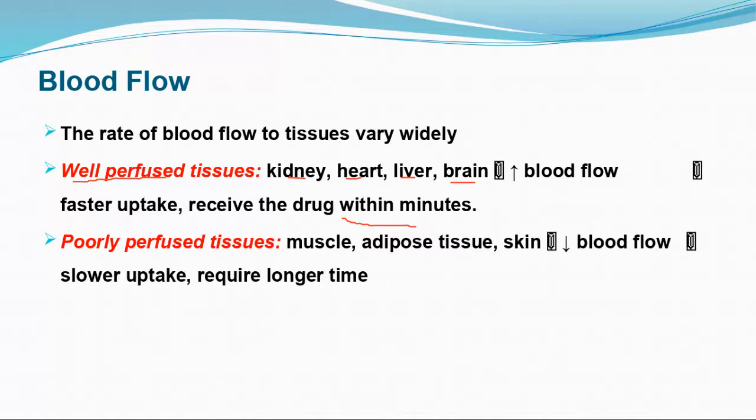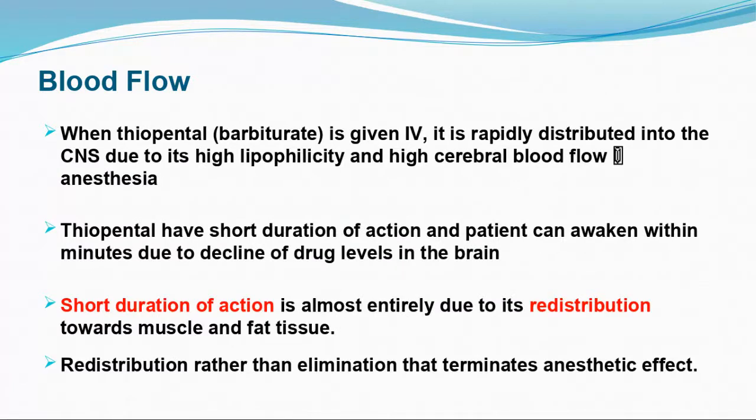Okay? But poorly perfused tissues have low blood flow, like the muscles, the adipose tissue and the skin. They have low blood flow, so there will be slower uptake of the drug, and they require a longer time for the drug to be taken up into these tissues. Okay? This is the first point affecting the drug distribution. The second point is the capillary permeability.